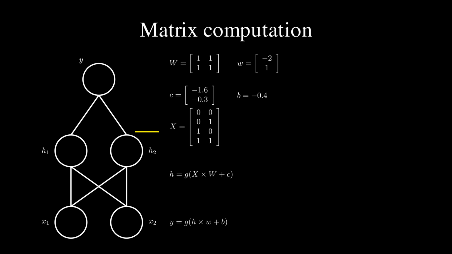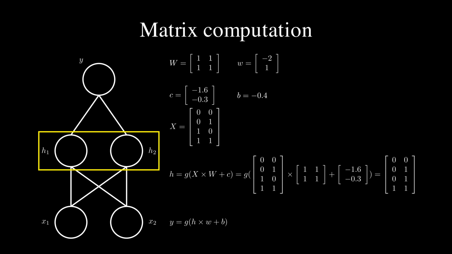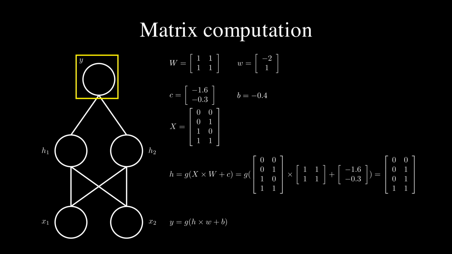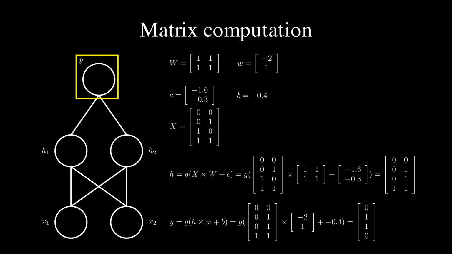The third step is to determine the values of the hidden layer. Then we repeat the calculations for the last layer of the neural network and get all the possible values for the XOR function immediately.